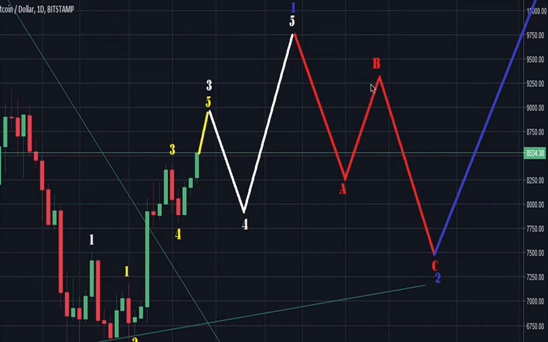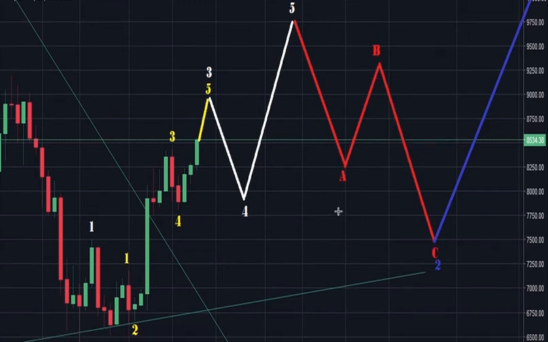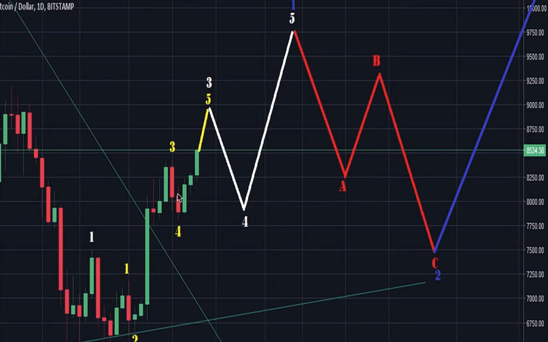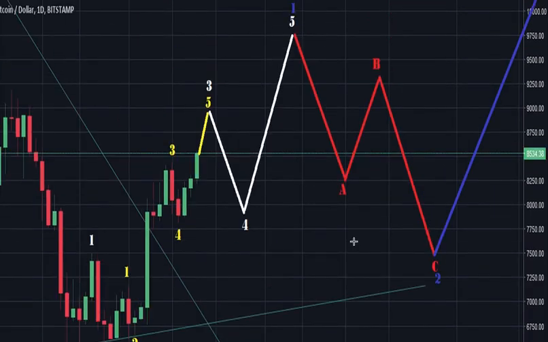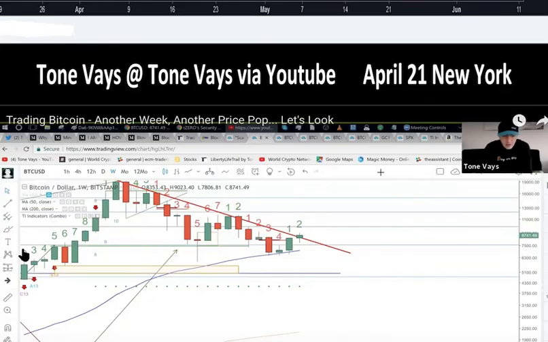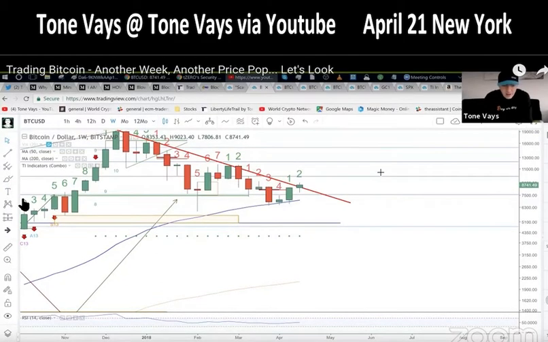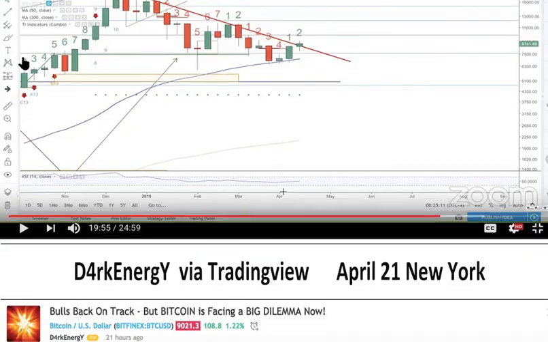We're going to have a deep pullback, he believes, to 72.50 because we've completed the full white wave set 1 through 5, and normally we have a 0.618 retracement, and that's why he did a deep pullback here before going up. Again, he's bullish. Then we have Tony Vays. He's bearish on the monthly and the weekly, and unless he sees over 12,000, he's remaining bearish.